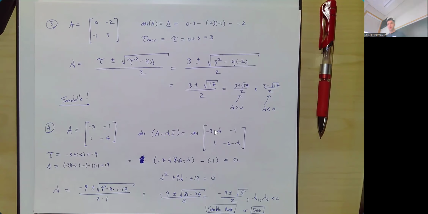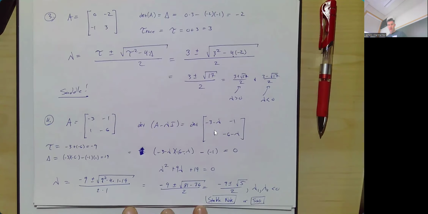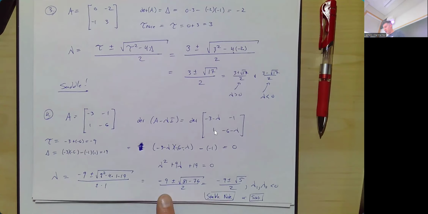Other than right down there. So this says here that my eigenvalues are equal to -9 plus or minus root 5 over 2. And then I wrote lambda 1 comma lambda 2 less than 0, which means they're both negative. And when both eigenvalues are negative, we call that a sink or a stable node. You are welcome.